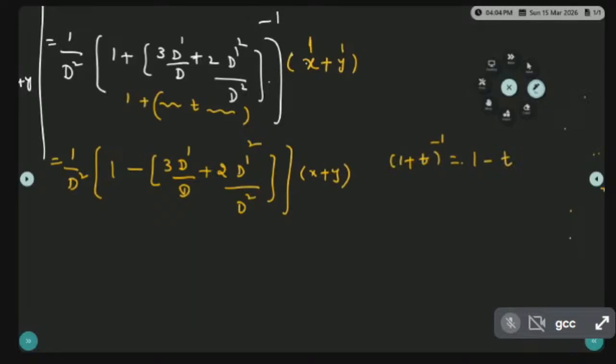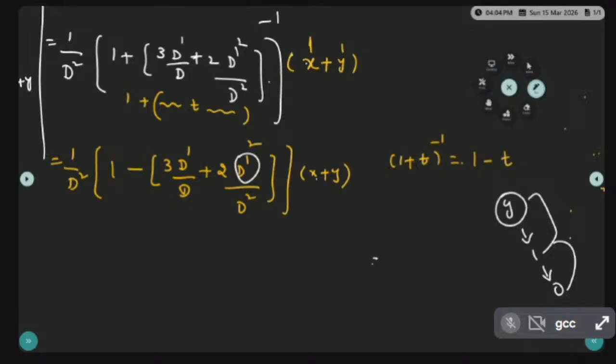And one more thing. The most important thing is, what is this term? D'. D' means differentiation with respect to y. D'² means you have to differentiate with respect to y how many times? 2 times. If you differentiate the function y 2 times, what is the result? First differentiation of y is 1, next differentiation is 0. And differentiation of x with respect to y also 0.